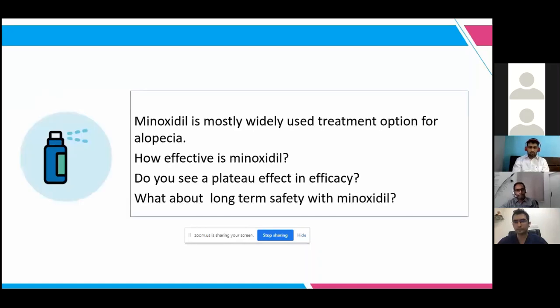Then coming to Dr. Anand, minoxidil is the most widely used treatment option in alopecia, I mean, in hair loss, you can say. How effective is minoxidil? Do you see a plateau effect in efficacy? And what about the long-term safety with minoxidil?